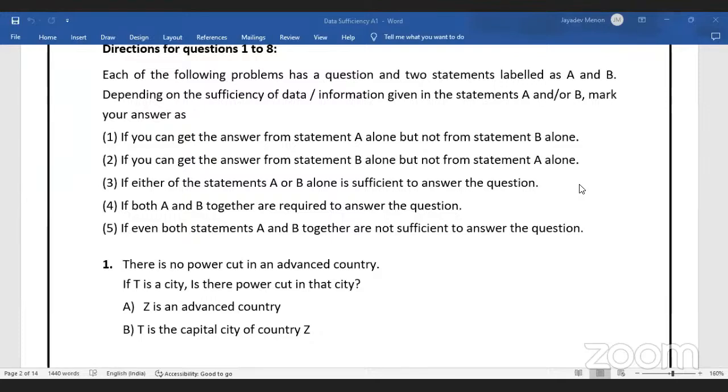Very good, Marita. Option 4 is correct. Answer is option 4.